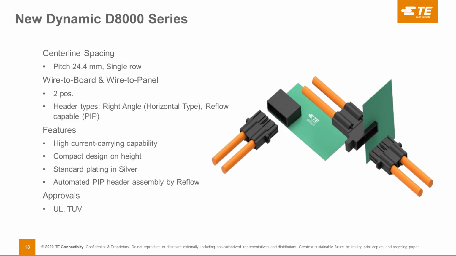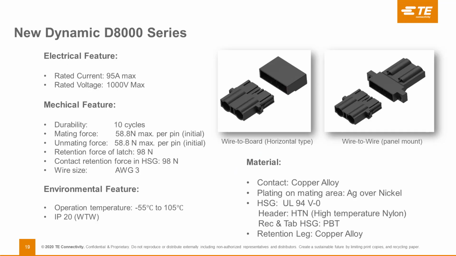The connector supports an automated process indicator pin, PIP, header assembly through reflow soldering techniques, streamlining the manufacturing process and enhancing overall efficiency. The maximum rated current for connectors D8000 is 95 A, and the maximum rated voltage is 1000 volts. Additionally, key features include a wire size compatibility of 3 AWG and an operational temperature range spanning from -55 C to 105 C, with an ingress protection, IP, rating of 20 for wire-to-wire, WTW, applications.